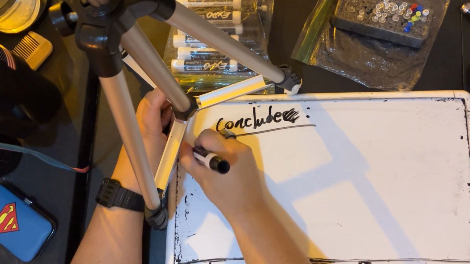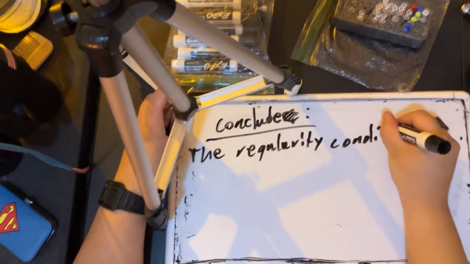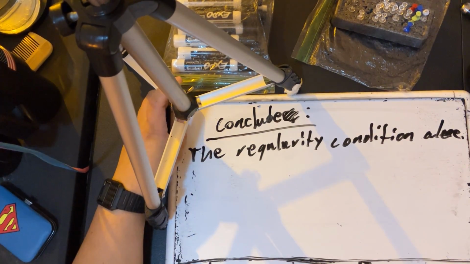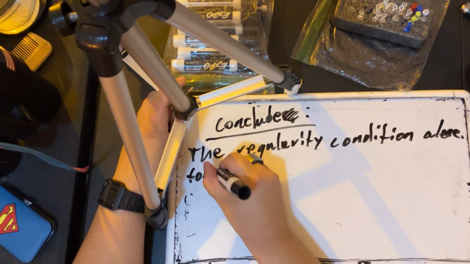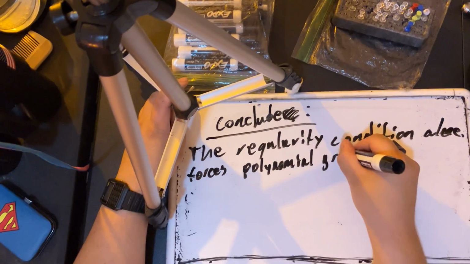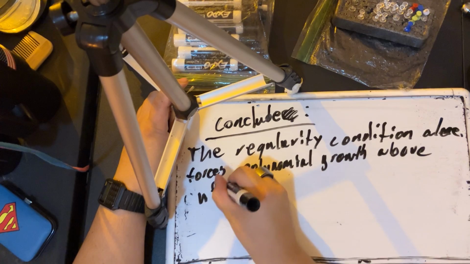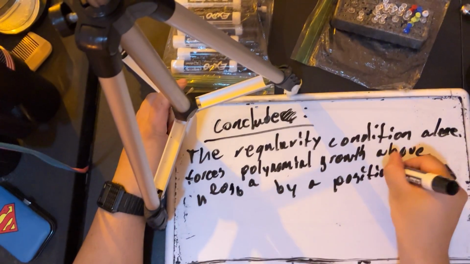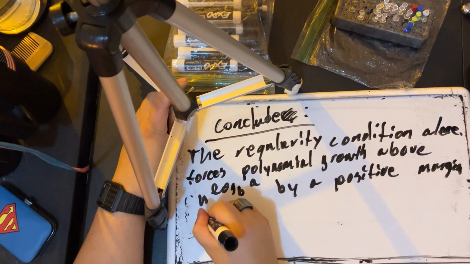So, from this, we have that the regularity condition alone forces polynomial growth above n to the log base b of a by a positive margin epsilon. It's supposed to be an epsilon.